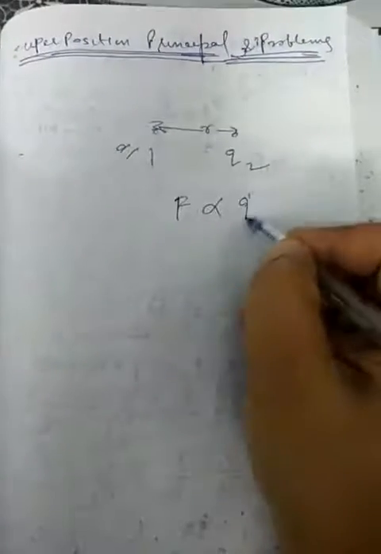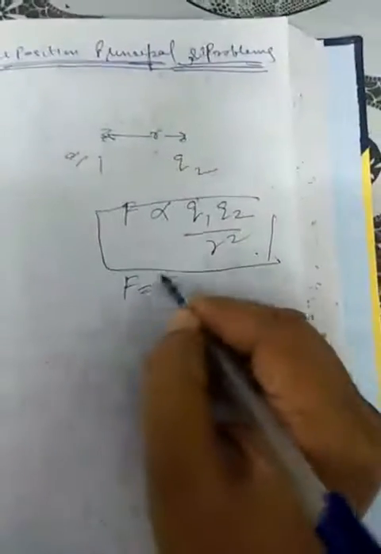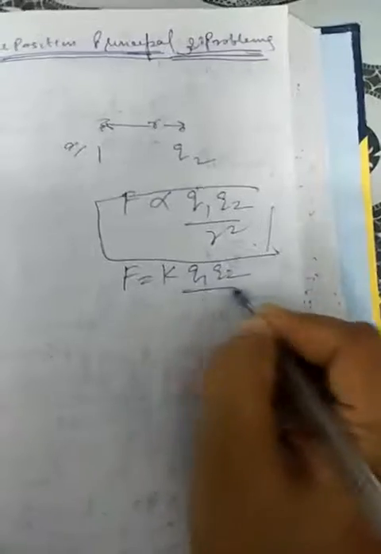Next topic is the superposition principle and some problems related to that principle. This principle is also related to Coulomb's law. In Coulomb's law we have seen that the interaction between two charges, Q1 and Q2, which are r meter apart, gives a force proportional to Q1 Q2 upon r square. The constant of proportionality was replaced by K, and the value of K comes out to be 1 by 4 pi epsilon naught.